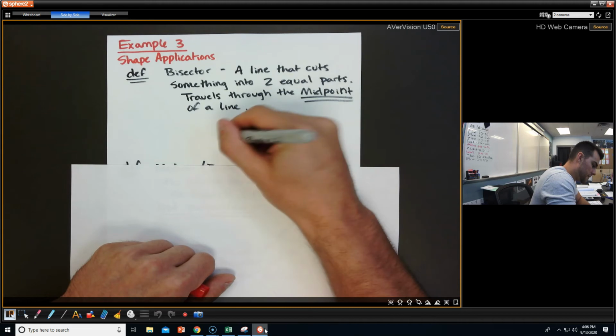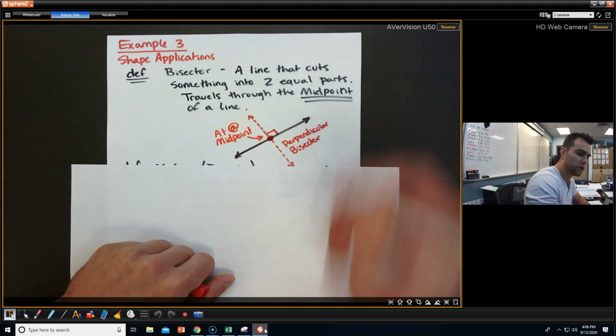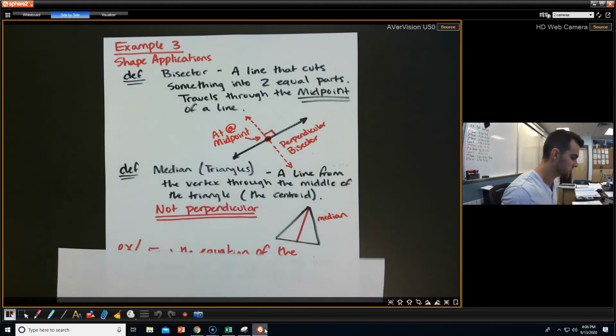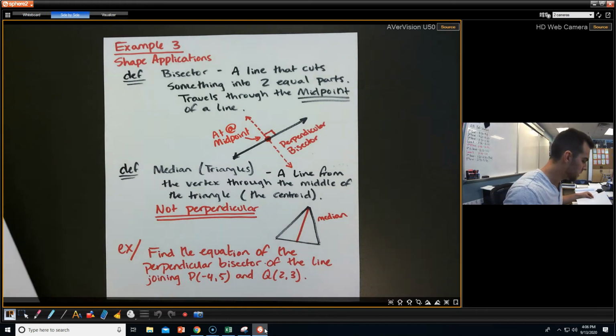At midpoint. Or you can do at midpoint, like a Twitter handle. It's actually a pretty sick Twitter handle. I'm going to steal it. Just call me midpoint. That's actually kind of lame. Never mind.